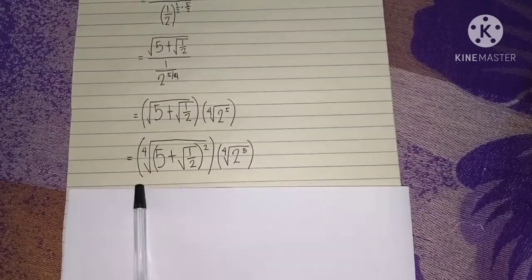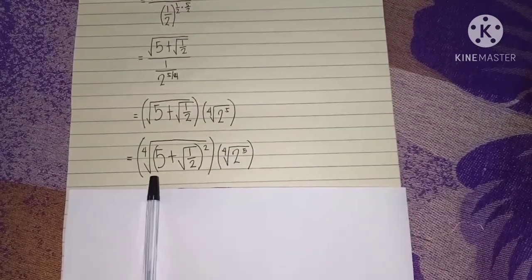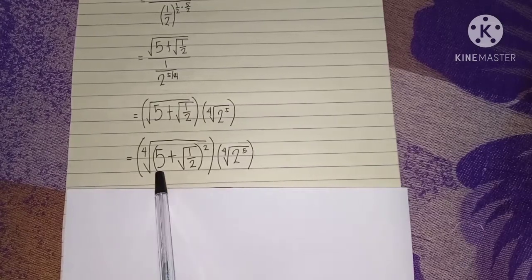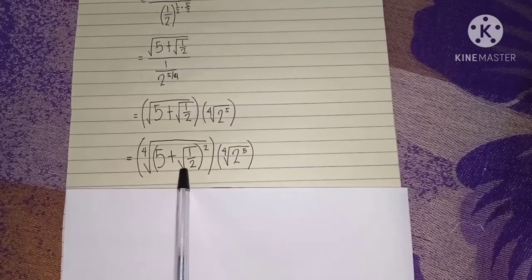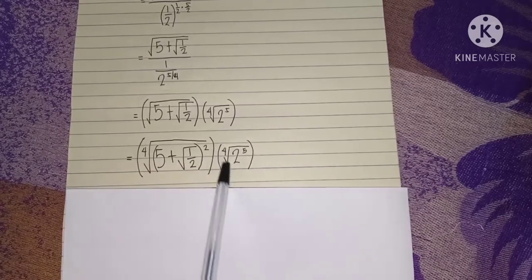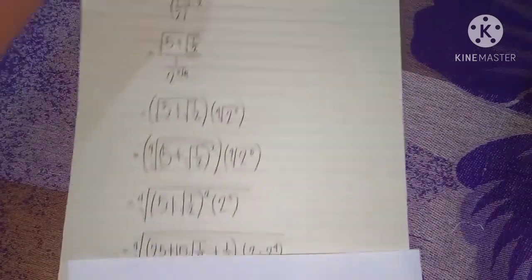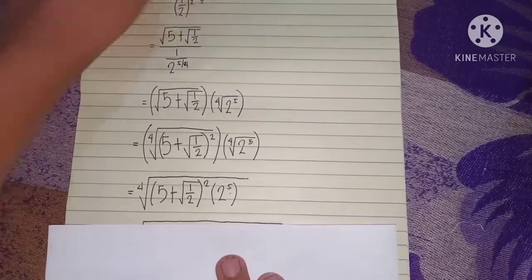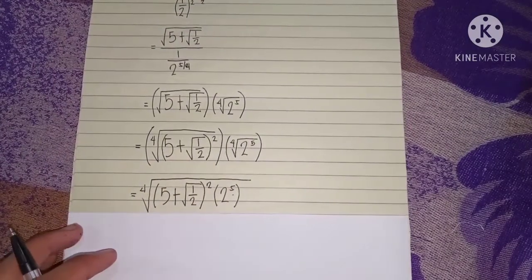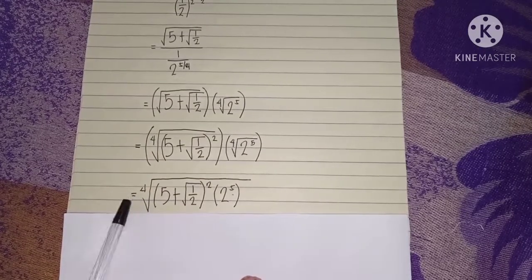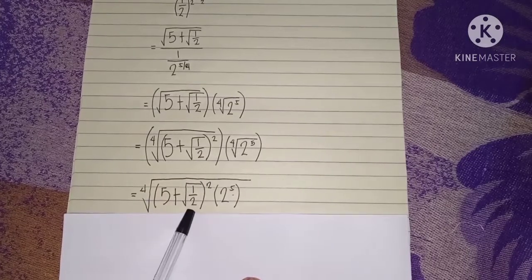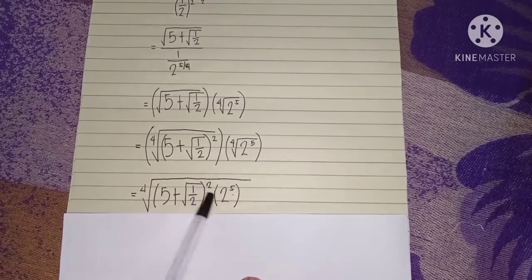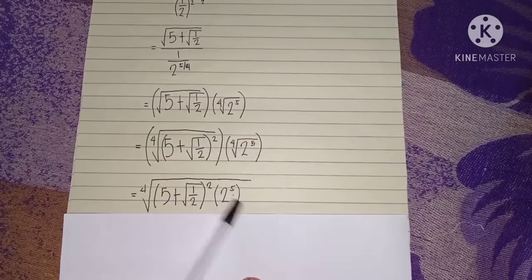So 4th root of 5 plus square root of 1/2 squared quantity 4th root of 2 raised to the power of 5. Here it is, the 4th root of 5 plus square root of 1/2 quantity times 2 raised to the power of 5.